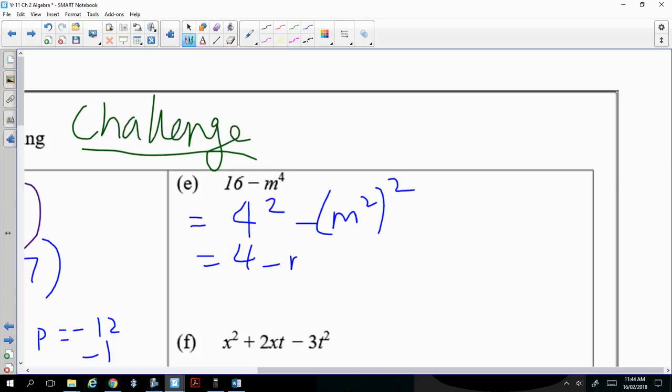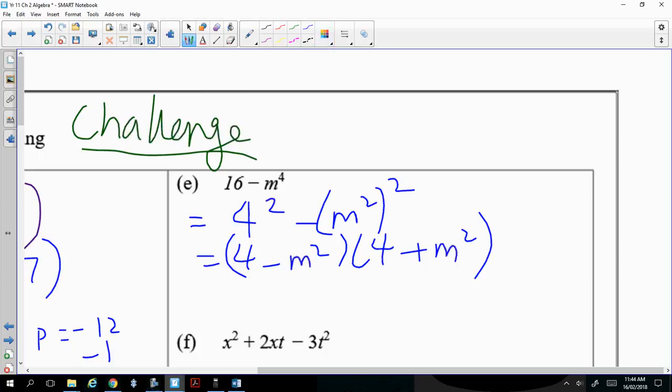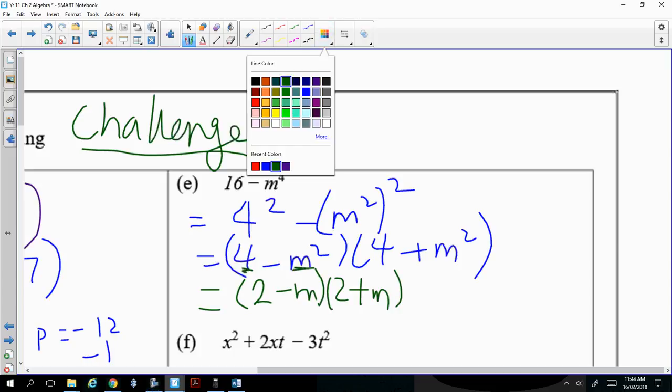But you always have to do the one extra step of checking. Can we do further? We can, because this is a difference of 2 squares again. You have to do it further until you can't do it anymore. So 2 minus m, 2 plus m. However, the second bracket being sum of 2 squares has to be left as it is. Only when it's a difference of 2 squares you can take it one step further.